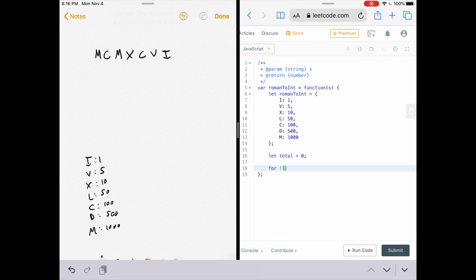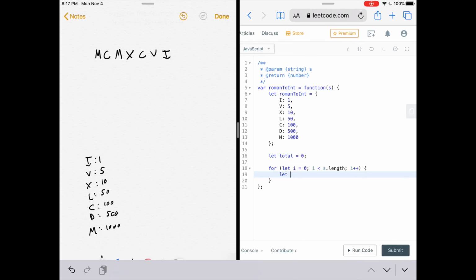So for let i equal 0, i is less than s.length, i++, so a pretty standard for loop. Then we need to capture our current integer and the next integer.